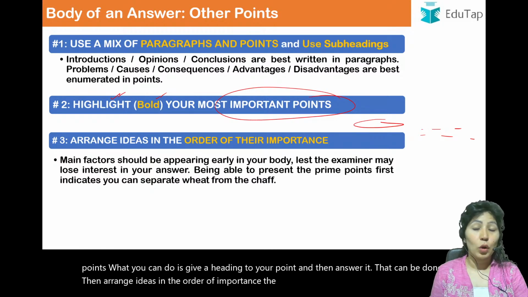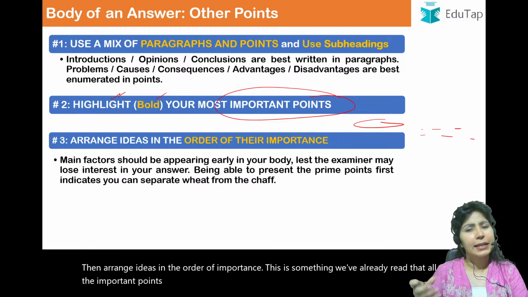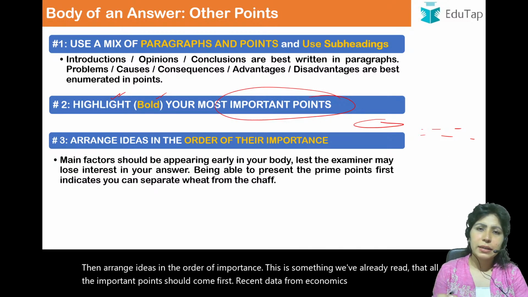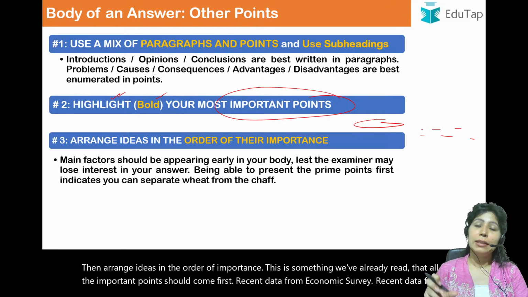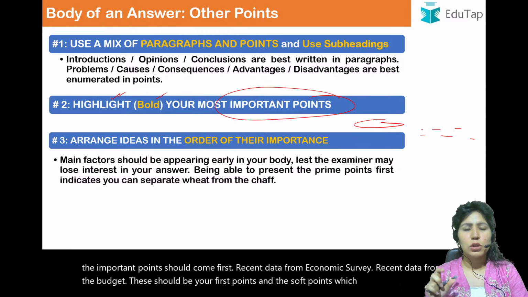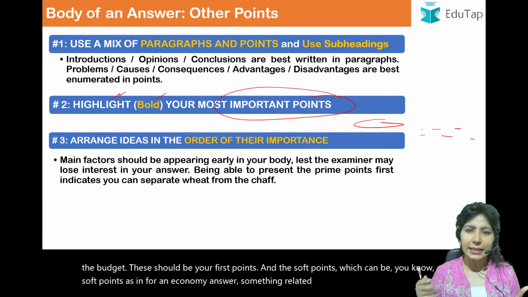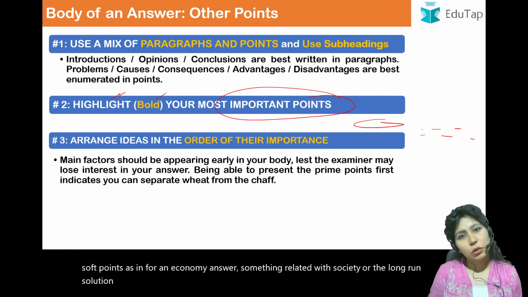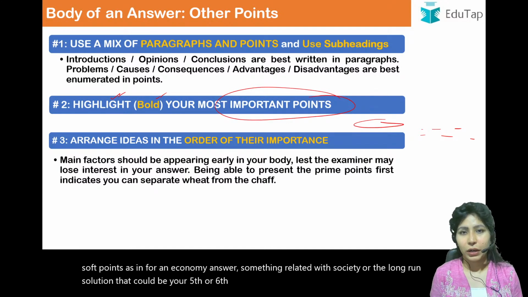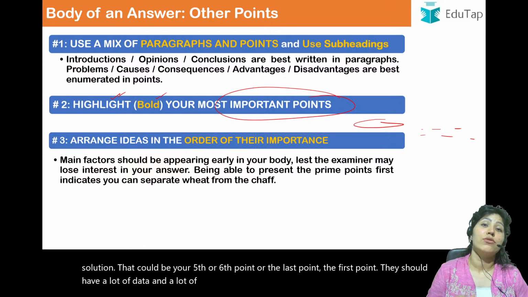This is something we've already read, that all the important points should come first. Recent data from the economic survey, recent data from the budget, these should be your first points. And the soft points, as in, for an economy answer, something related to society or the long run solution, that could be your fifth or sixth point or the last point. The first points should have a lot of data and the highest relevance to your answer.